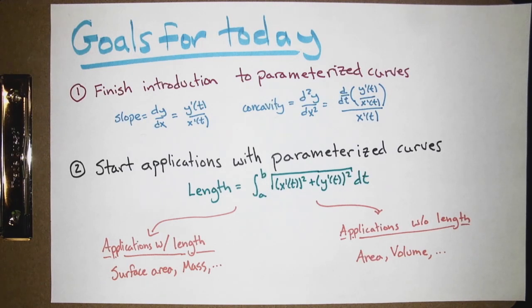And then we'll say, well, there's sort of two different types of applications that can be looked at. One is applications which use length. And so, for example, surface area or mass of wires, things of that nature. And we'll see that those are really quick to adapt, super simple. And one is applications that don't use length, things like area and volume.